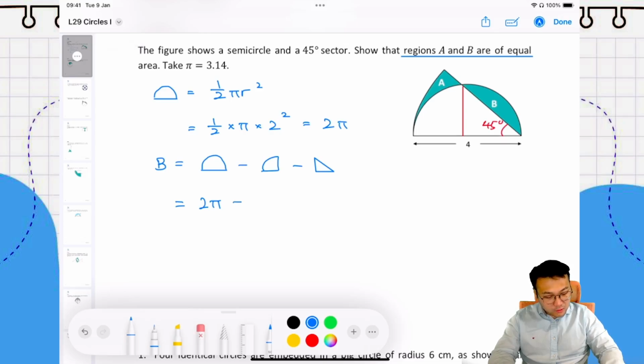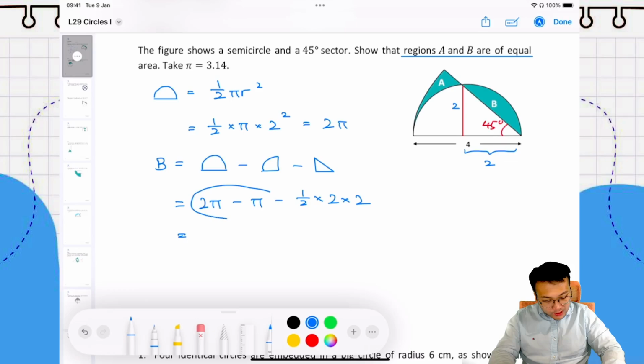Minus the area of the quarter circle. Students, if you already know the area of the semicircle, 1/4 of the circle is just half of the semicircle, which is just pi. Then you must minus away the triangle. So the triangle is half times the base. What is the base of the triangle? 2. What is the height of the triangle? Also 2.